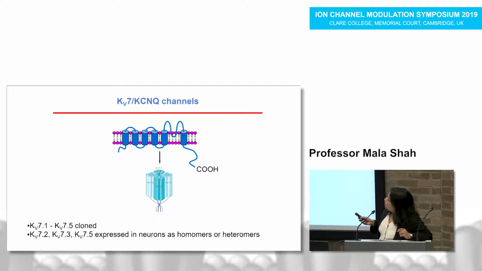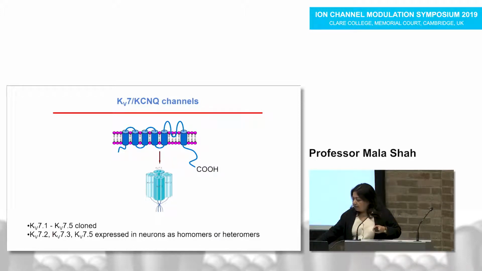So far, 5 subunits of the Kv7 family have been cloned, Kv7.1 to 7.5, and of these, 7.2, 7.3, and 7.5 are expressed in neurons either as homomers or heteromers, so 7.2 with 7.3 or 7.5 with 7.3.